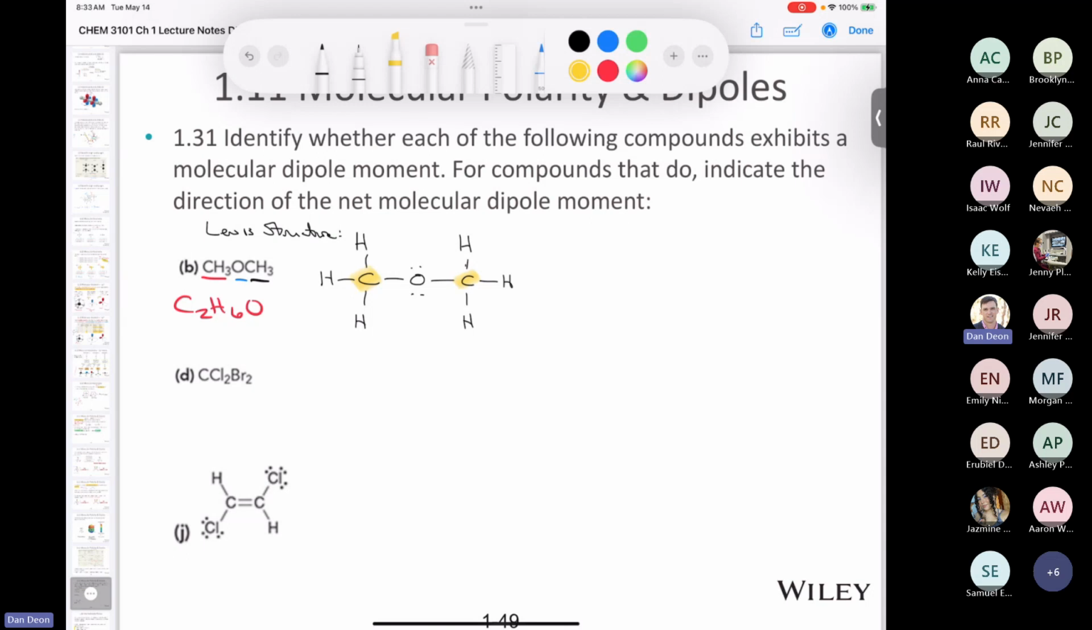Now, I have another question for you. Could somebody tell me what the molecular geometry of this oxygen is? It's got 2 single bonds and 2 lone pairs. It's bent, exactly, just like in water. Water, the oxygen has 2 single bonds and 2 lone pairs, and therefore it is bent. So if the molecular geometry is bent because of the 2 bonds, but it's got 2 lone pairs, that means its electron geometry is tetrahedral.